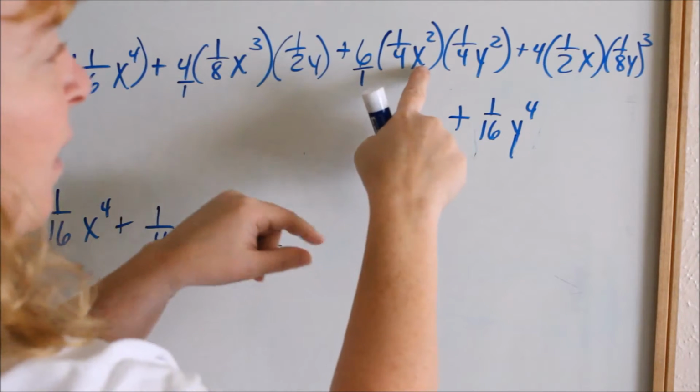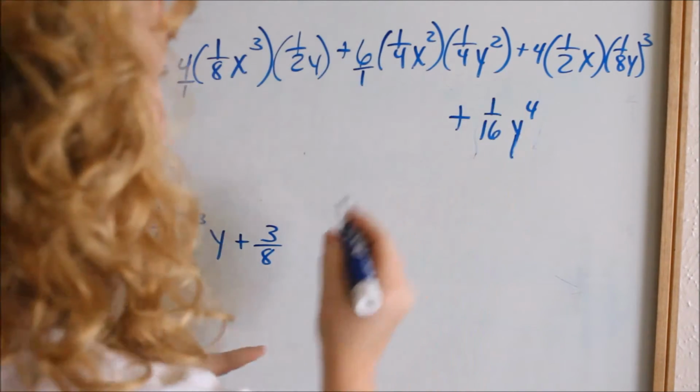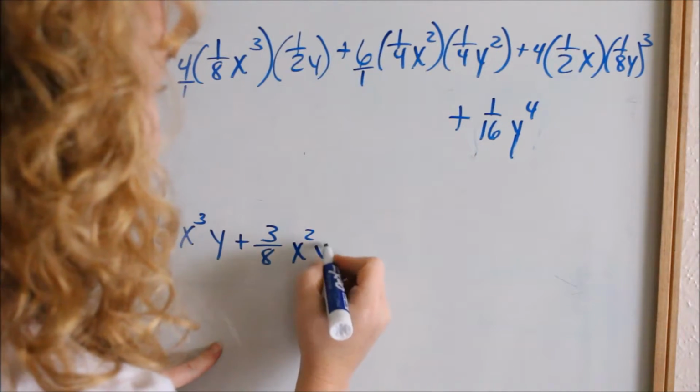3/8. And then your letters to letters, x squared times y squared, we just write it as x squared times y squared.